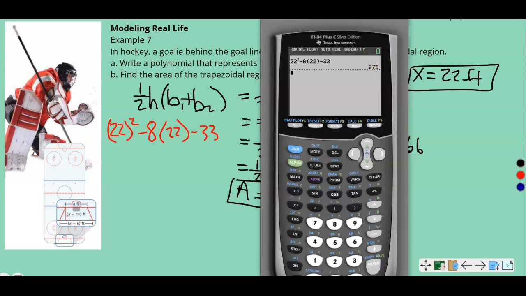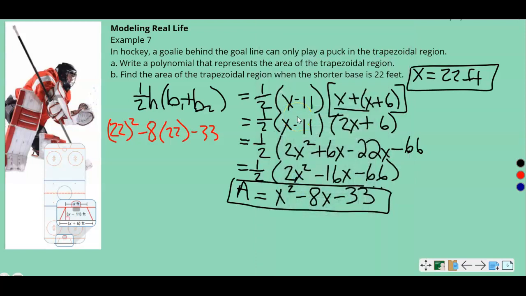All right, 275. So when the shorter base, when x equals 22 feet, that means the area of the trapezoidal region is 275 feet. That means the goalie has 275 feet that they can play the puck inside that region.